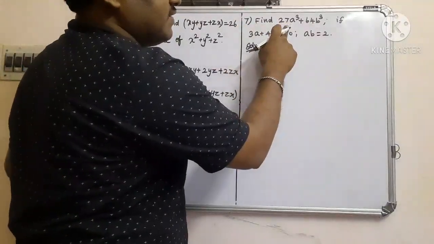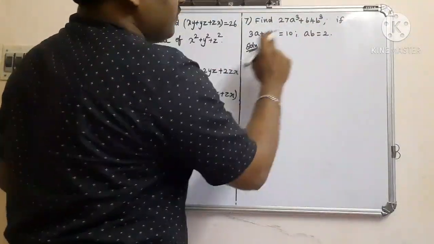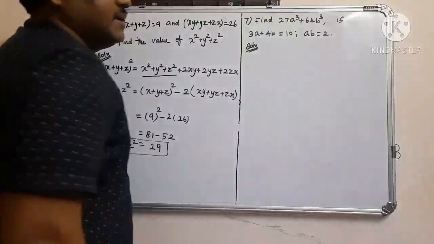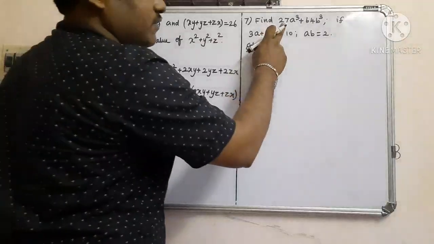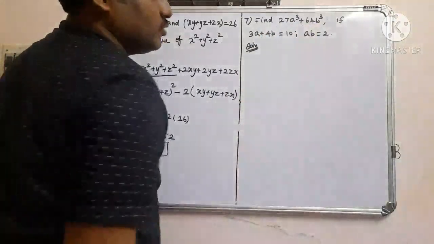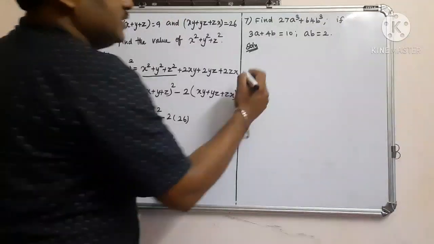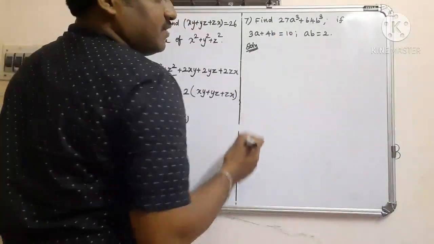Find 27a cube plus 64b cube if 3a plus 4b is equal to 10 and ab value is equal to 2. So we have to find out the value of 27a cube plus 64b cube. Using the identity only we are going to prove. So using the identity, what is the formula we can use here?